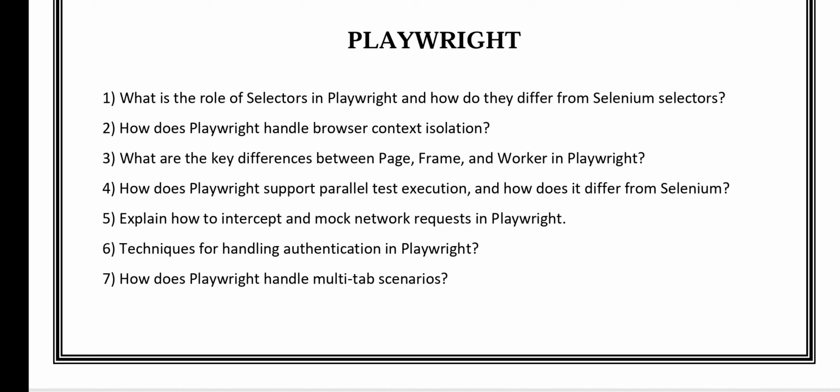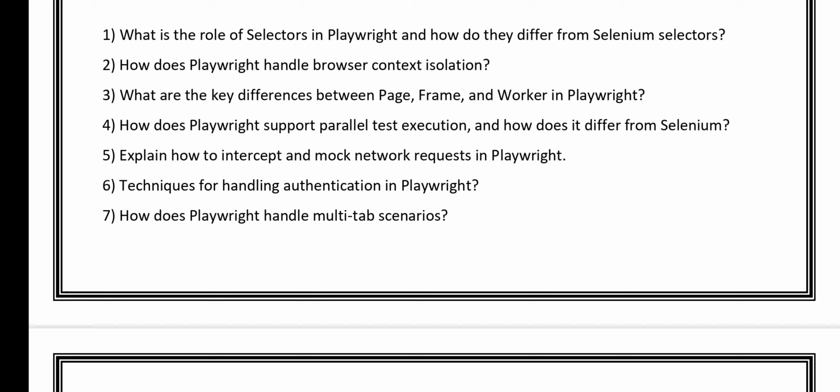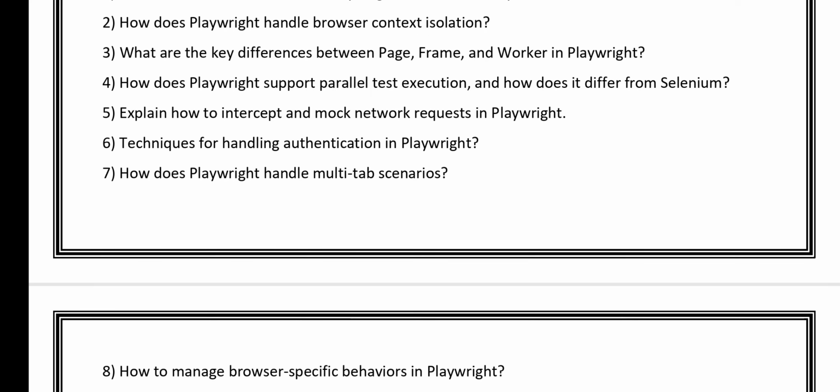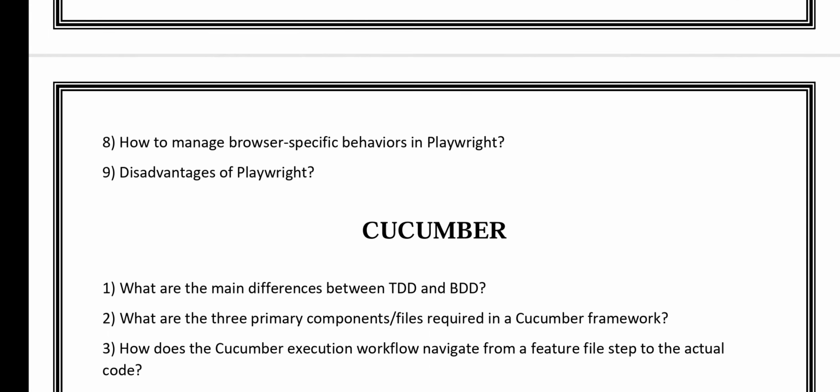How does Playwright support parallel test execution and how does it differ from Selenium? Explain how to intercept and mock network requests in Playwright. What are the techniques for handling authentication in Playwright? How does Playwright handle multi-tab scenarios? How to manage browser specific behaviors in Playwright? What are the disadvantages of Playwright?